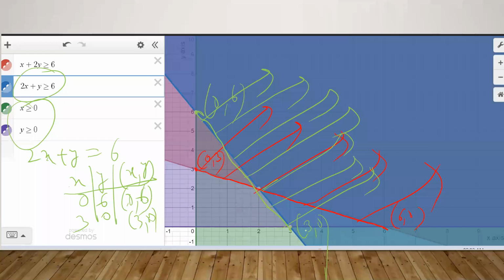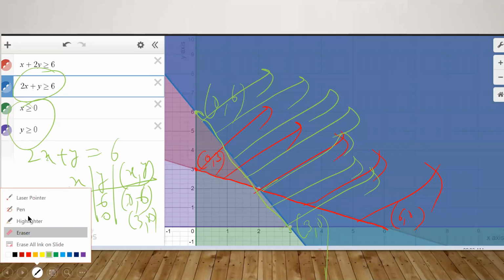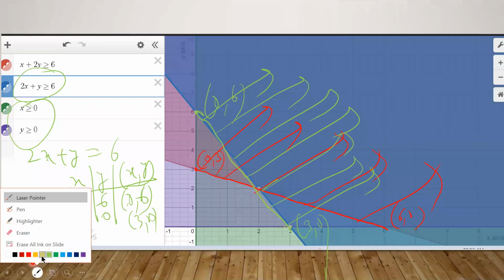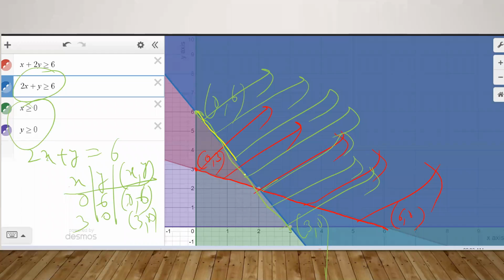So now what you have to see is the common region. Common region means the region where you are getting red color as well as green color. So which is the common region? See, it is from here to here and here. Okay, so the common region is this one, from here to here and from here to here.